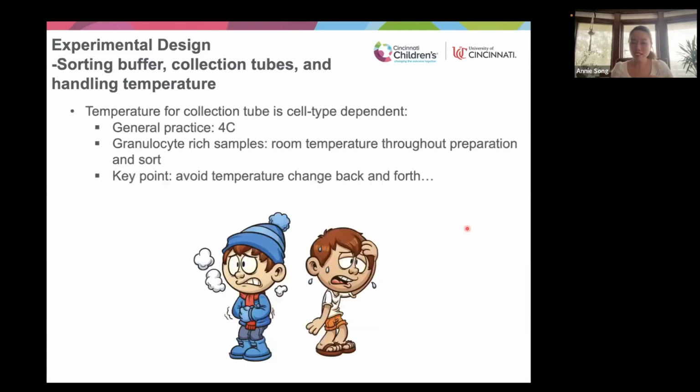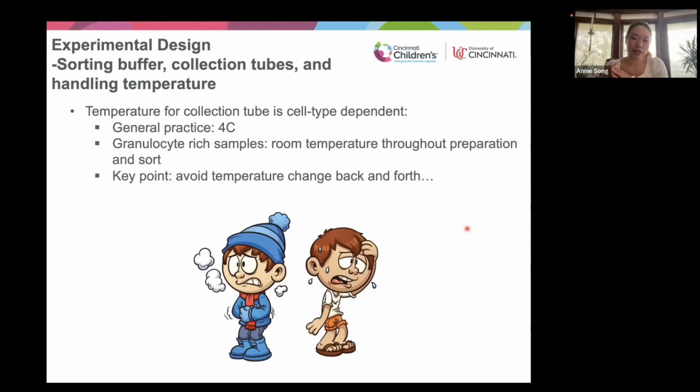The other thing is, when we're handling cells, the general practice recommends that you do everything at 4 degrees. But if you're dealing with something like neutrophils, putting them on ice at 4 degrees is actually a very bad idea, because you will increase neutrophil cell death drastically.